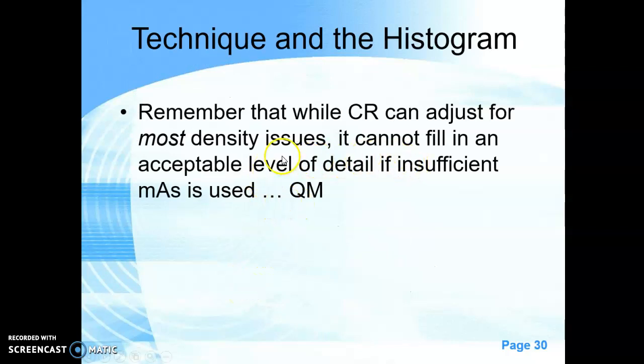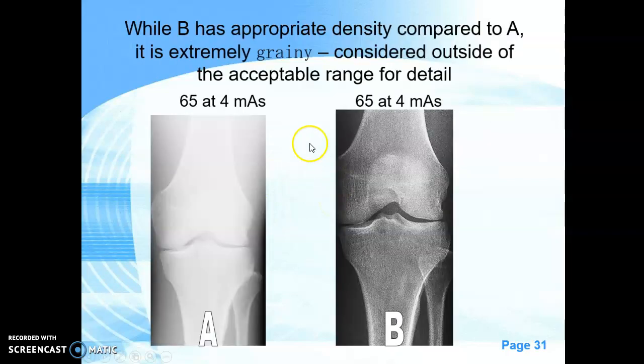So CR can adjust for most density issues with post-processing, but it cannot fill in an acceptable level of detail if we don't have the proper mass used. Remember, too low of mass results in quantum mottle. Here's an example with quantum mottle. We have an image that's very underexposed. Although the density was compensated for, we have a proper density here, it's still very mottled looking, and no CR processing can fix that. It would require a repeat.